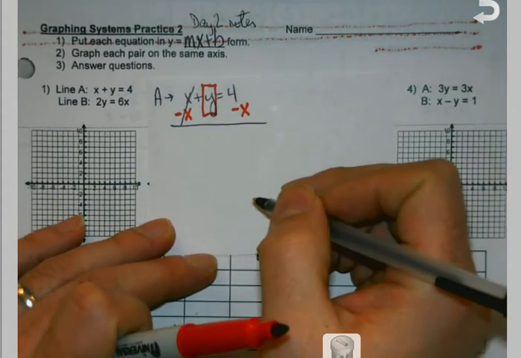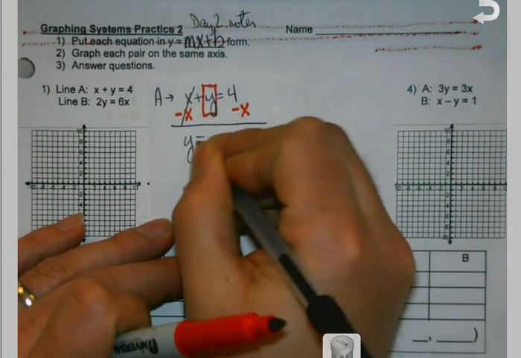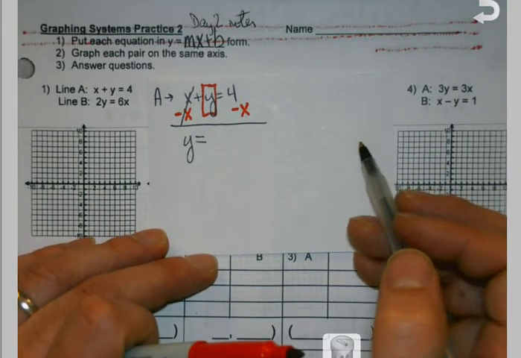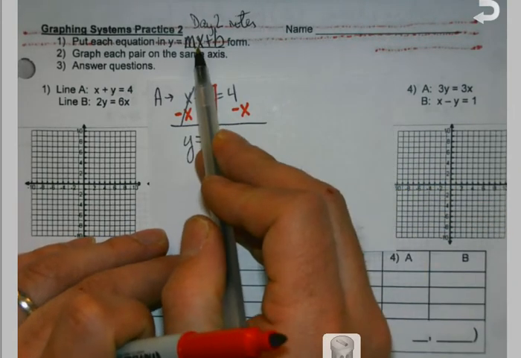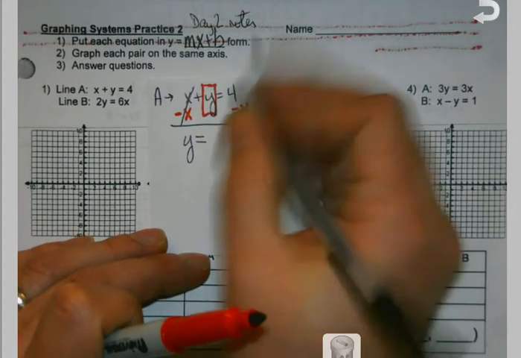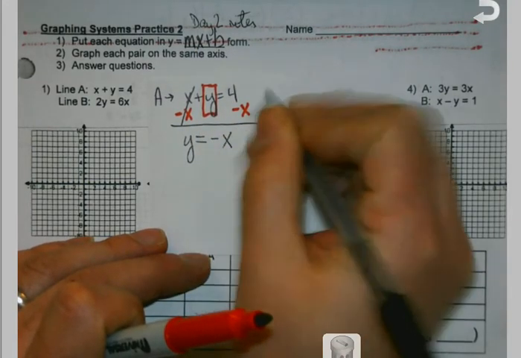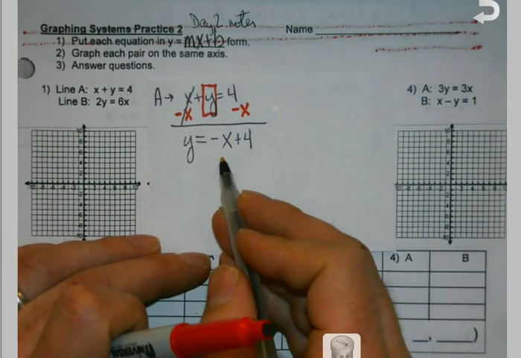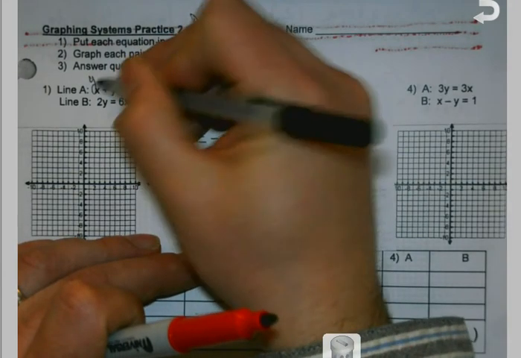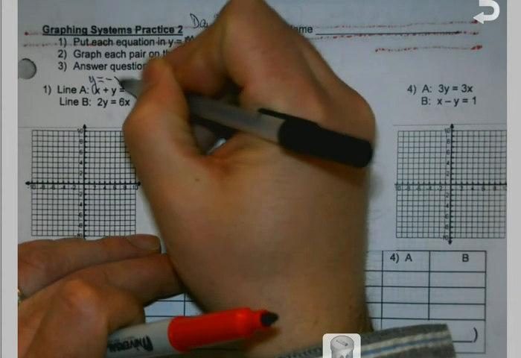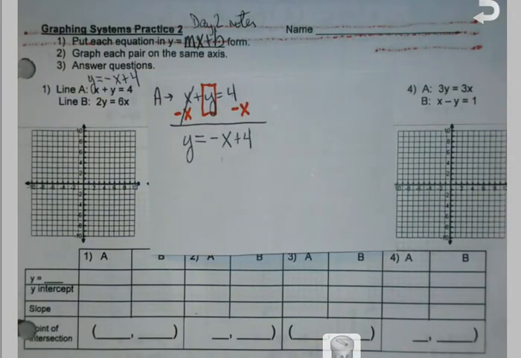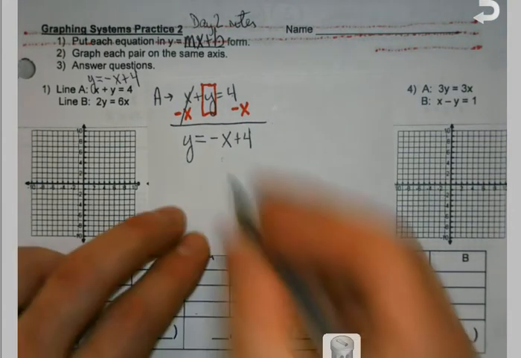So when I look at that, I say, okay, so y equals. I want to watch the order that I write things in when I'm doing this, because I always want the term that has x to come first. So I'll put the negative x first, and then the b is just the plain number. So this is what my line A is going to be when we go to graph it. Okay, so negative x plus 4. Once I've got that one done, I'll just go ahead and do both of them while we're here.